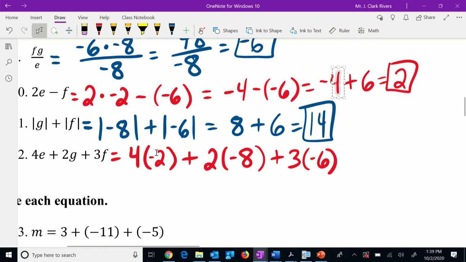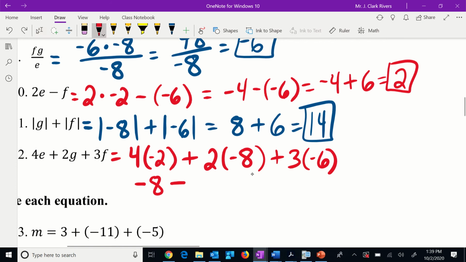4 multiplied by negative 2. That's a positive multiplied by a negative. So we know it's going to be negative. 4 times 2 is 8. Plus. Well, we'll hold off on that plus for a second. 2 multiplied by negative 8. A positive multiplied by a negative is going to be a negative. So you could either write plus a negative, or you could just write subtraction. I'm going to write just subtraction.